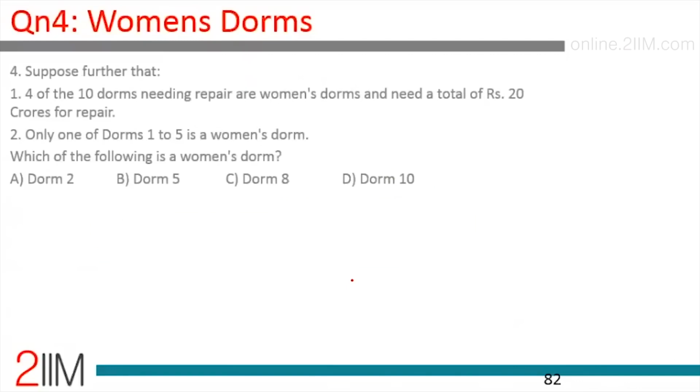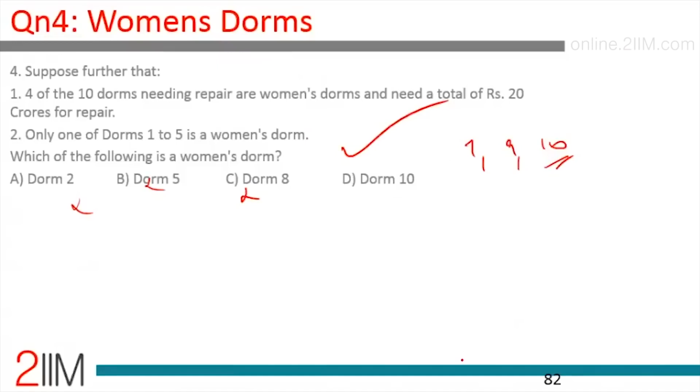Which of the following is a women's DOM? We know 7, 9, 10 are women's DOMs. Not this, not this, not this. This one works. DOM number 4 is also women's DOM. But once you have done question number 3 rigorously, properly, completely, question number 4 is a walk. 3 is tough, but when you're solving for 3, you're practically solving for 3 and for 4, both put together.